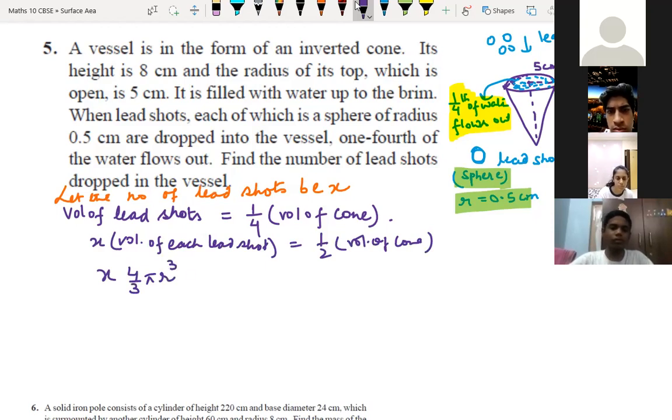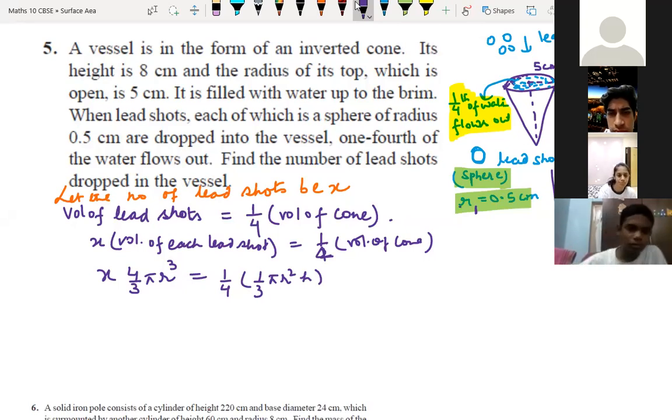4/3 pi r cube is equal to... this is 1/4, no? 1/4, and the volume of cone is 1/3 pi r square h. See children, here the radii are not the same. Now you can write here: this is the sphere part and this is the cone part. So cone radius is equal to 5 centimeter and cone height is equal to 8 centimeter. Okay, and you write R1 for the sphere and R2 for the cone.